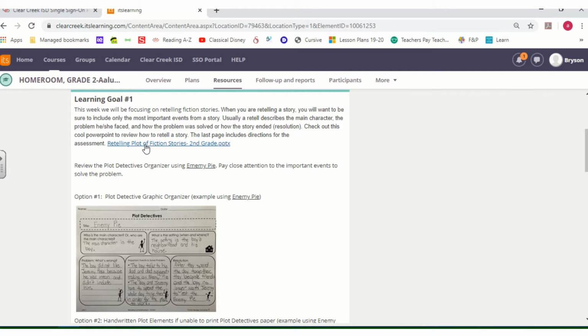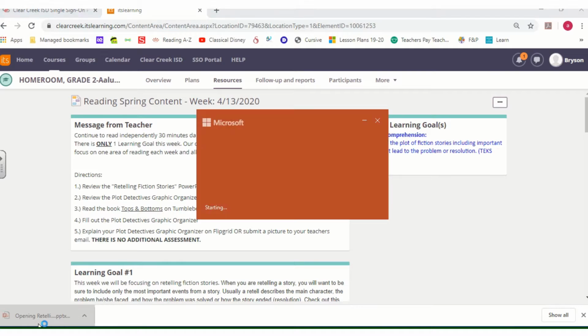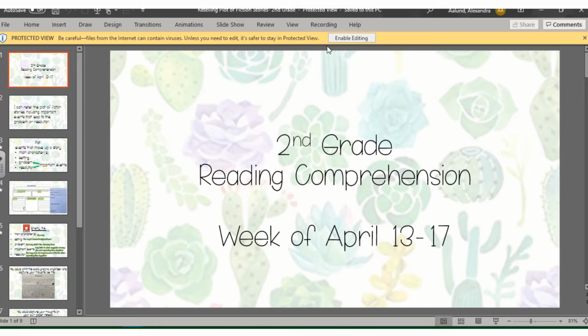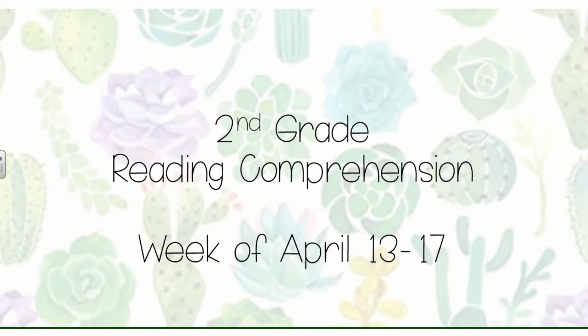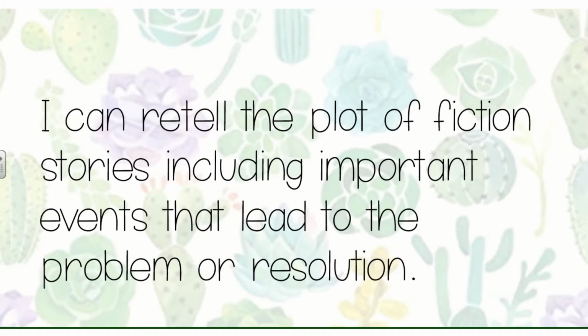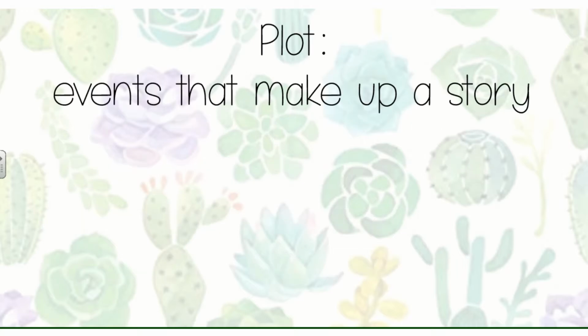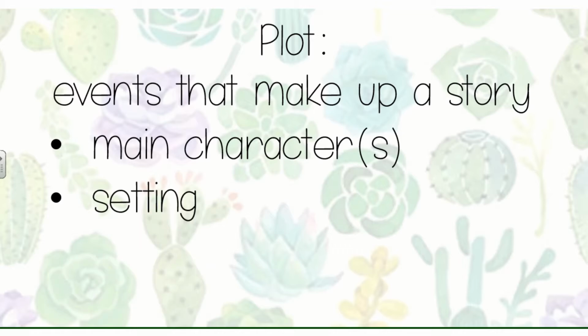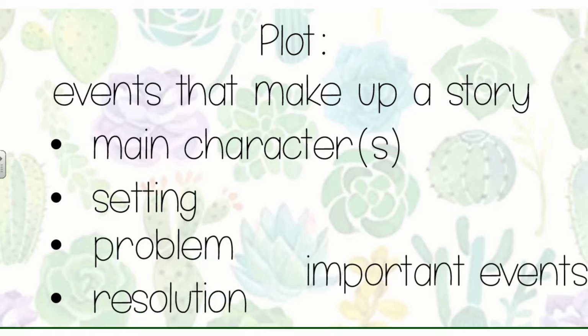And we're going to check out this PowerPoint right here. All right, let's open it up. I'm going to walk you through it. All right, so this is our PowerPoint, second grade reading comprehension. I can retell the plot of fiction stories, including the important events that lead to the problem or resolution. Plot is events that make up a story. Main characters, setting, problem, and your resolution. It also includes important events.